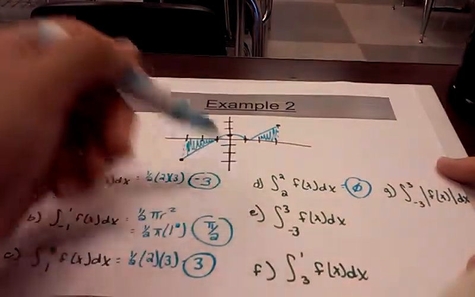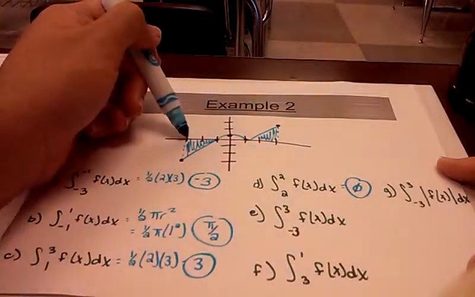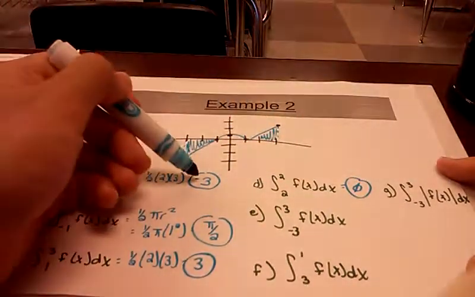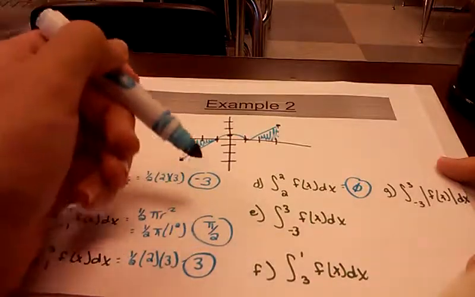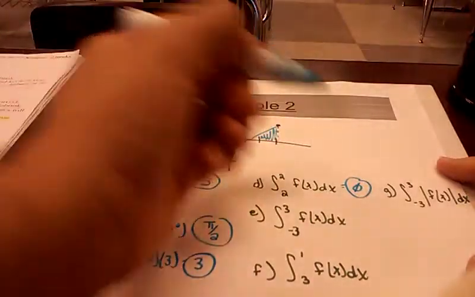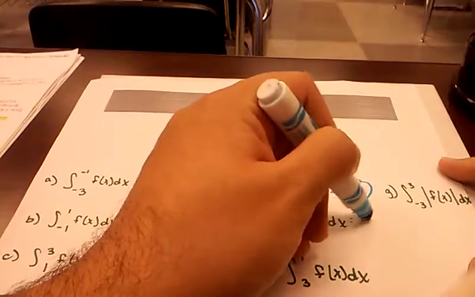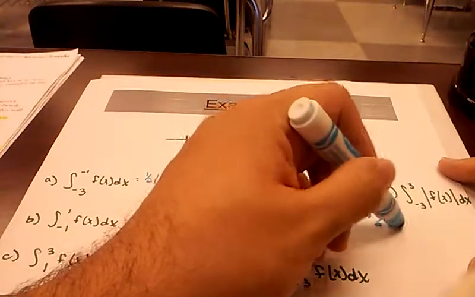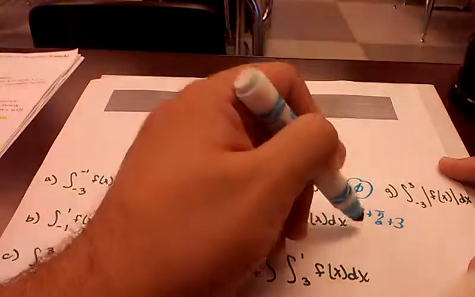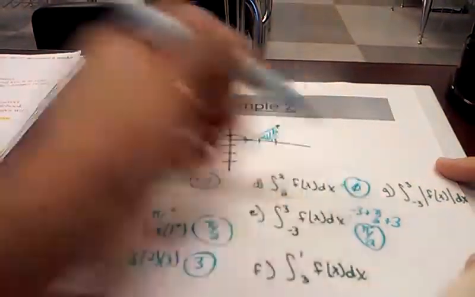All right, for E, it wants you to find the area from -3 all the way to 3. Well, since you found these individual parts, the easiest thing to do is simply add all three of these together. So I'd have -3 plus pi over 2 plus 3. But notice the -3 and the positive 3 will cancel out, so that'll just leave me pi over 2.